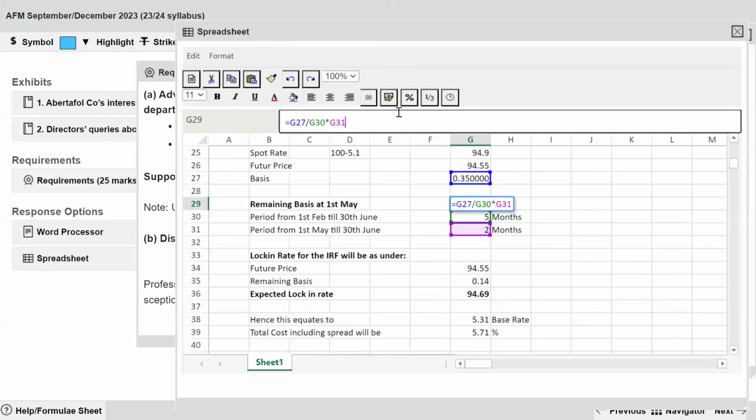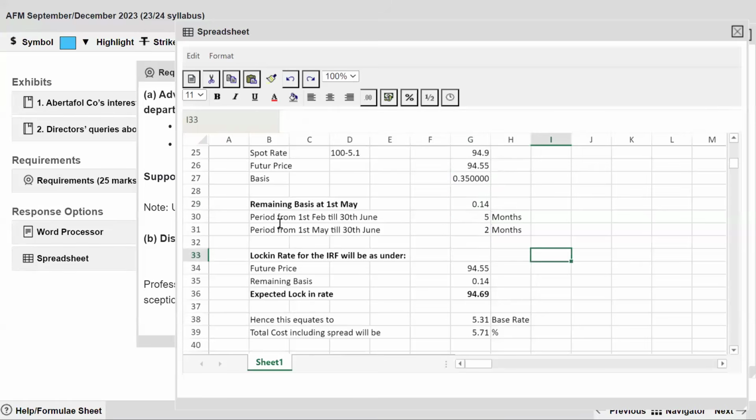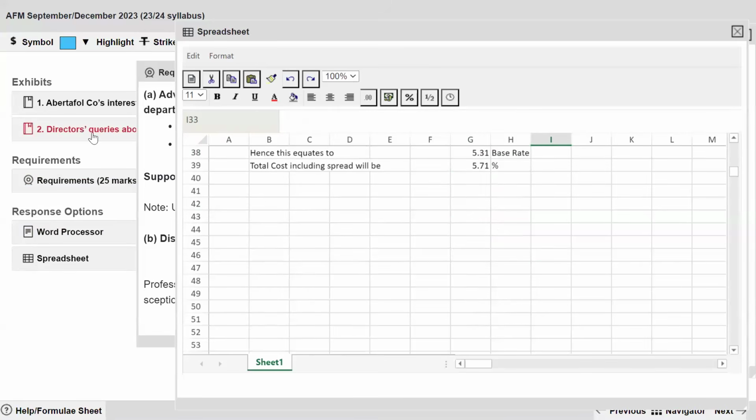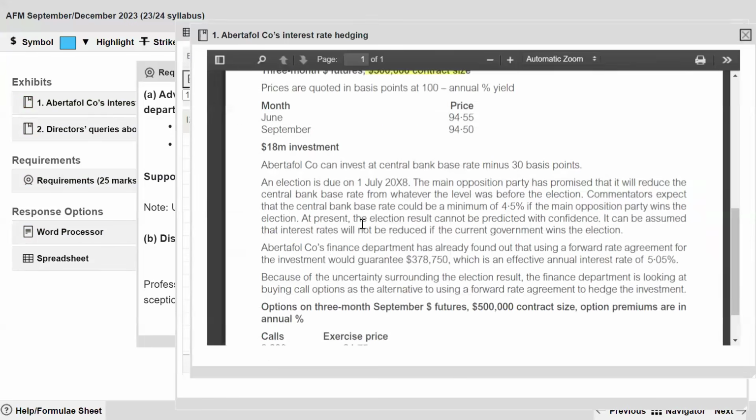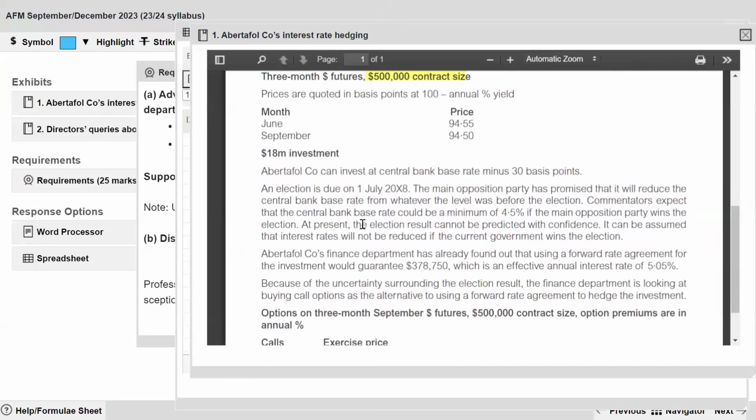Okay, now. So we move a bit forward now. And now what do we have? We have got the next query. And the next situation is the $18 million investment.